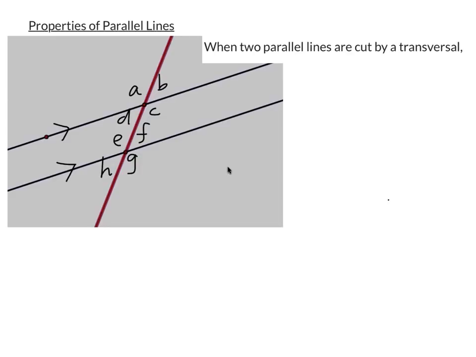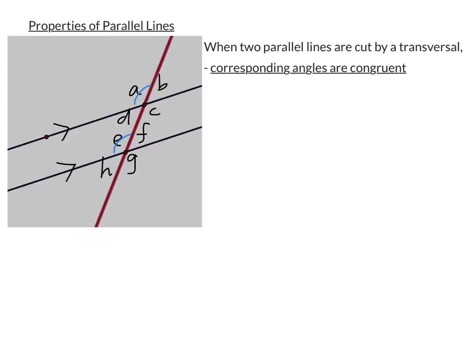When two parallel lines are cut by a transversal, we know that angle A is congruent to angle E, and angle A and angle E are corresponding angles. So this is the property that the corresponding angles will be congruent. Therefore, angle A is equal to angle E, angle B will be equal to angle F, and angle D is equal to angle H, and angle C is equal to angle G. So C equals G.